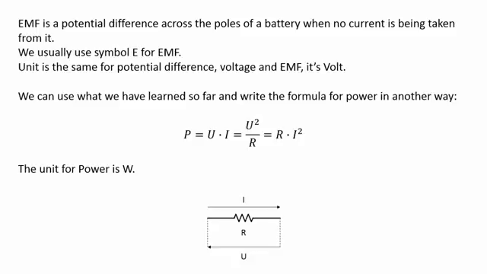It's volt. We can use what we have learned so far and write the formula for power in another way. P equals U times I, or U squared divided by R, or R times I squared. The unit for power is watt. Take a look at the picture on your screen.